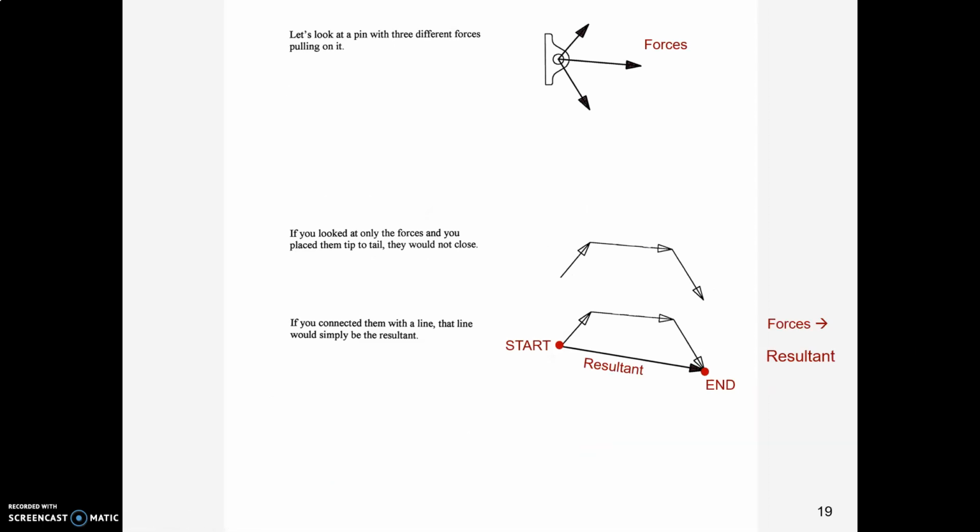Just to review one more time, if we have just the forces and we put them together tip to tail, we could find the resultant, the one net result that gives the same effect as those three forces. And we do that by starting at the start point, heading off to the end point, and that arrow is the resultant, the one force that has the same net result as the three smaller forces.